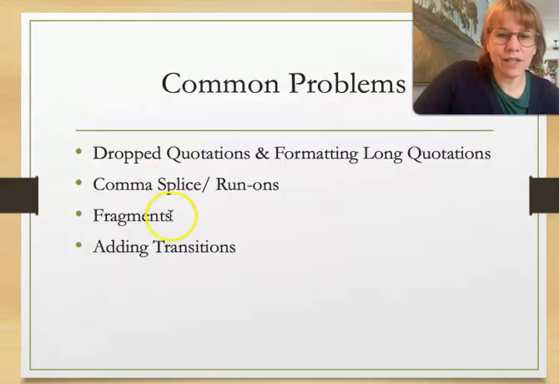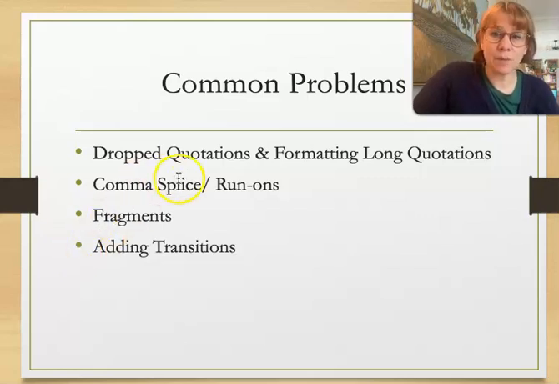Okay, so these are a couple of problems that I've noted in people's writing from writing assignment number 1. Dropped quotations and formatting of quotations. Those are two things that are frequently mistaken in students' writing. There are too many dropped quotations, so you need to be integrating them into a sentence, and for long quotes you need to know how to format that as well in APA style.